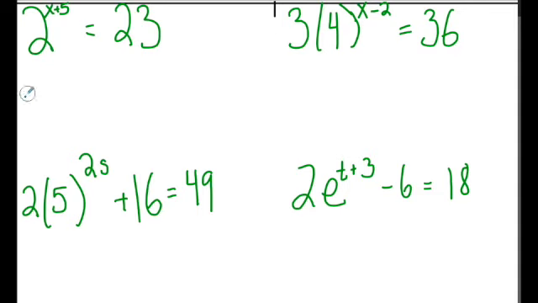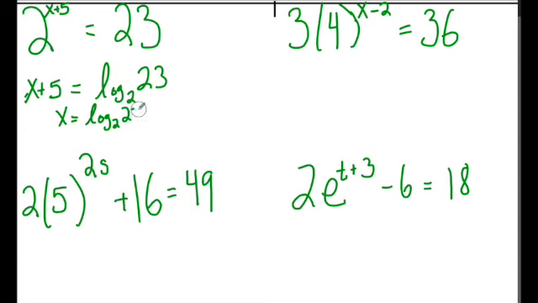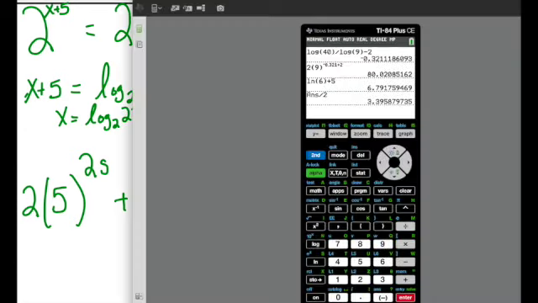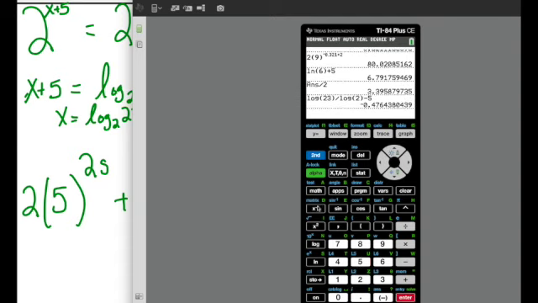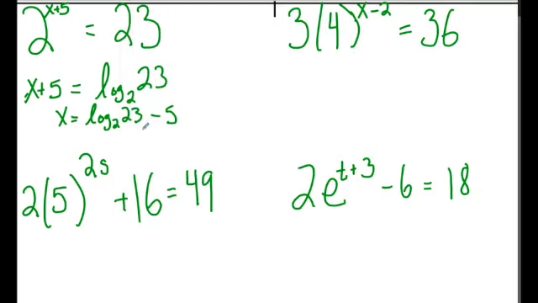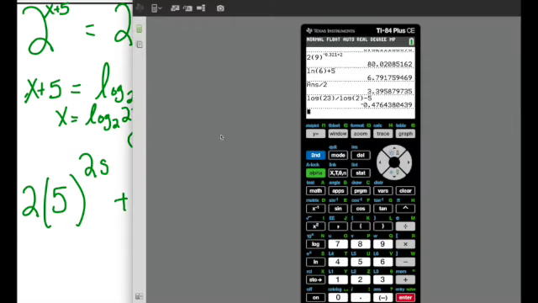All right, on the first one, we're ready to go right into the log base 2 on both sides. On the left, that will cancel. On the right, you're going to get the log base 2 of 23. Then you subtract 5 on both sides, so log base 2 of 23 minus 5. Going to our calculator, I'll do the log of 23 over the log of 2. That gets me the log base 2 of 23. Then I'll subtract the 5 because I had to subtract the 5 on both sides, and I get negative 0.476. X is about negative 0.476. Again, you're going to round to 3 decimal places.